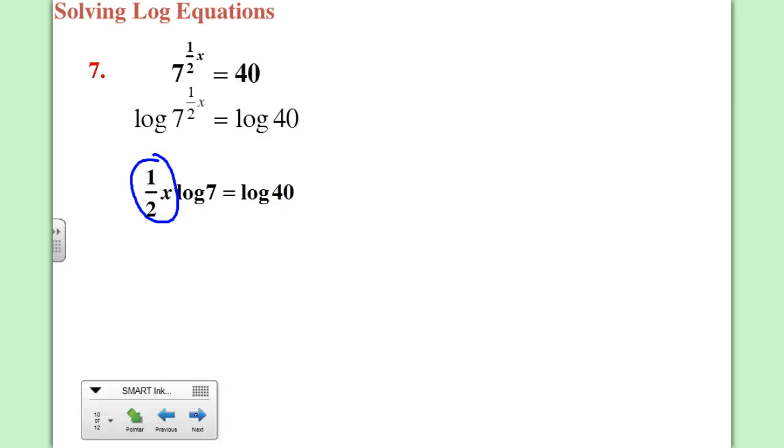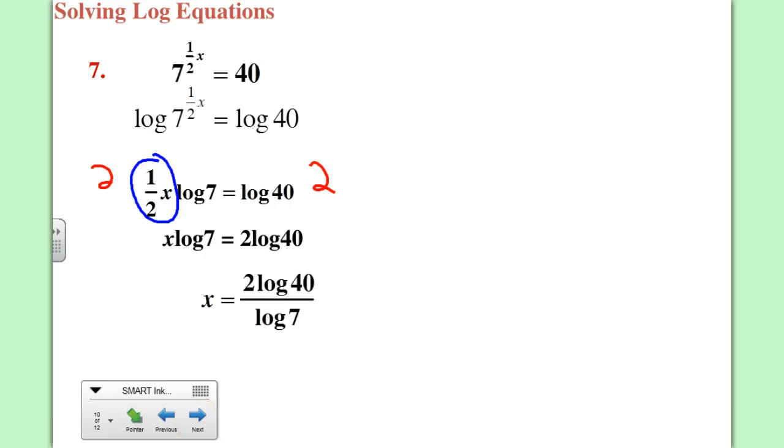So the first thing we do is divide by log 7, or we could multiply by 2, depending on how you want to handle it. We multiply both sides by 2 to get rid of that half. And now we'll divide by log 7. So our final answer, exact value, is 2 log 40 over log 7, which is approximately equal to 3.79. Not exactly, okay?